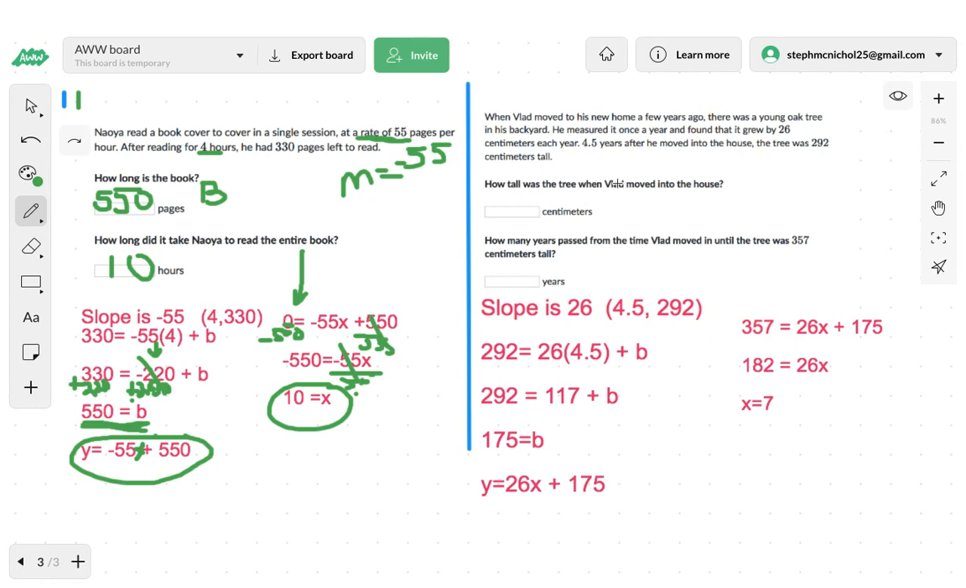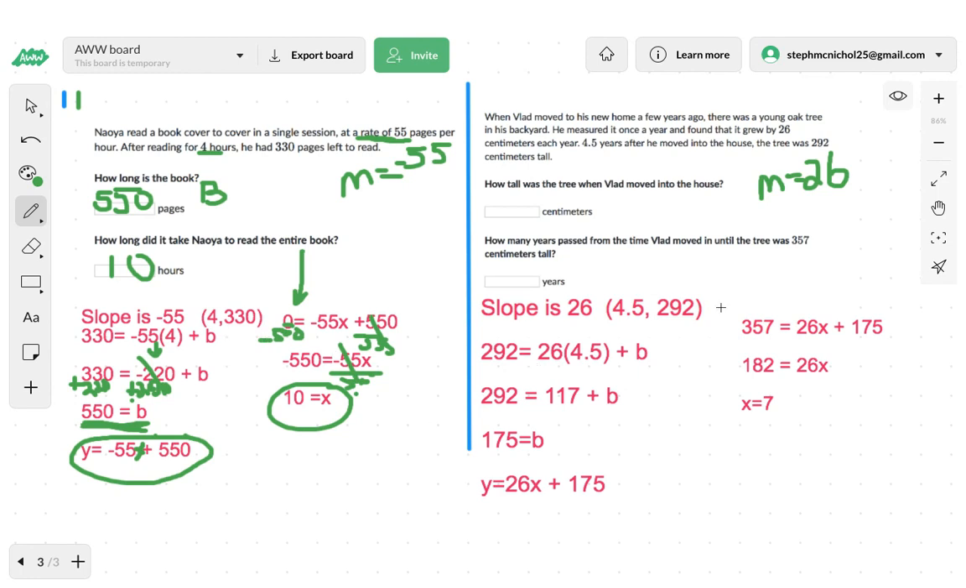All right, so he has a tree in his backyard and he measured it each year and it grows 26 centimeters each year. So you should be thinking, if it's growing 26 centimeters each year, that's your slope. The rest of the question: 4.5 years after he moved into the house, the tree was 292 centimeters tall, right? So they're telling you at 4.5, it's 292 centimeters tall. So very similar to this question.